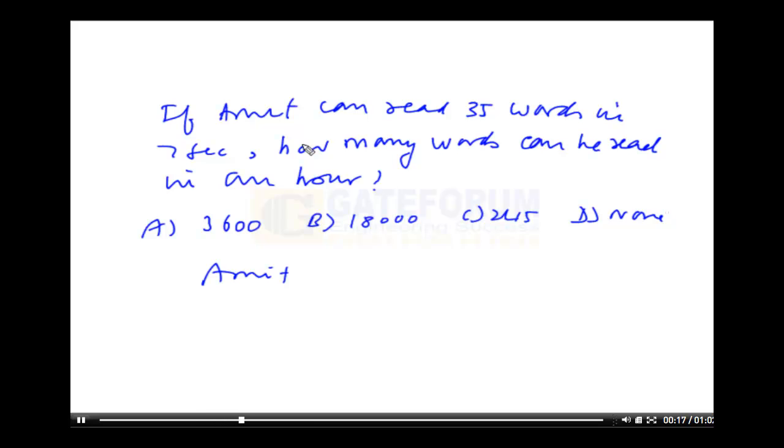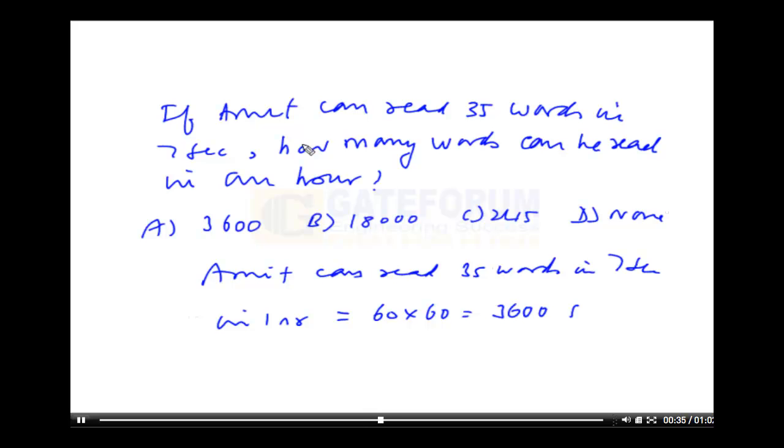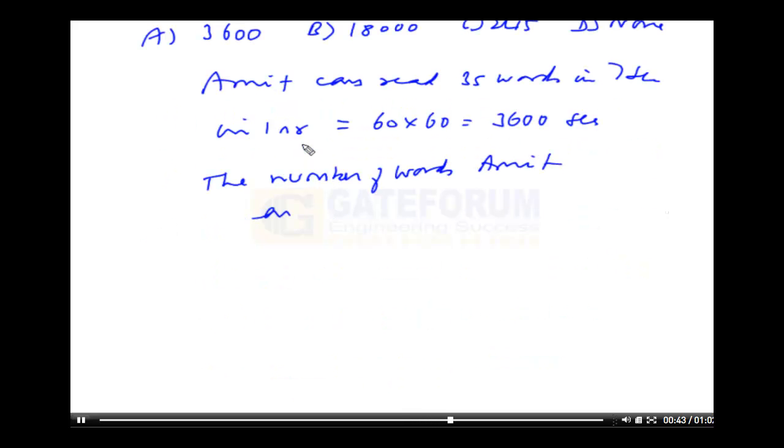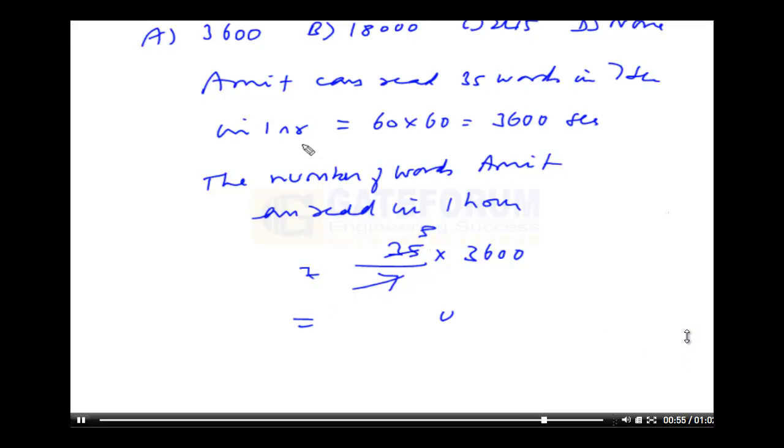Amit can read 35 words in 7 seconds. How many words can he read in 1 hour? In 1 hour, we have 60 times 60, 3,600 seconds. So the number of words Amit can read in 1 hour: 7 seconds, it is 35, so 3,600, how much? So it is 18,000. The option is B.